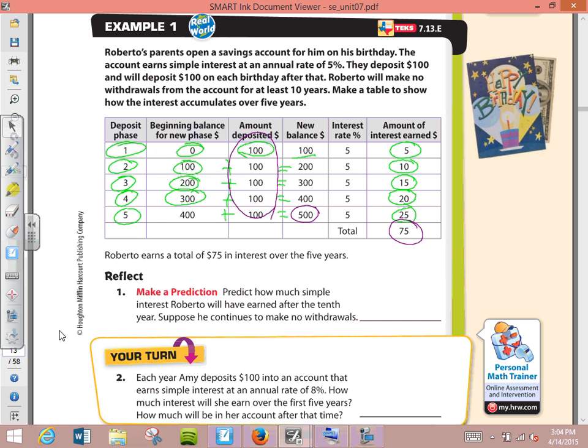But you have to continue the whole trend, though. Look at the pattern. Look at the interest. How is it going? So what can you do to get to the 10th one? Just keep going.